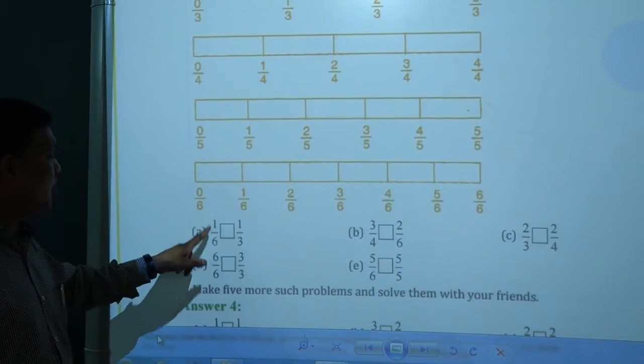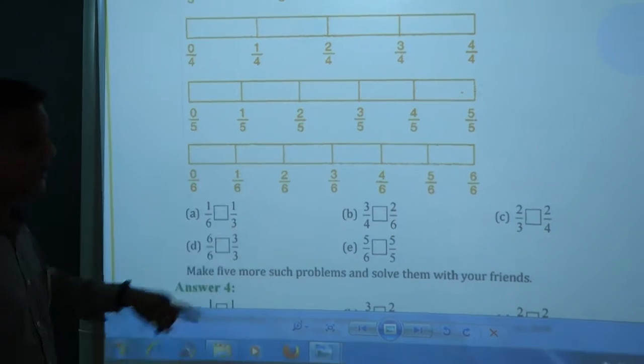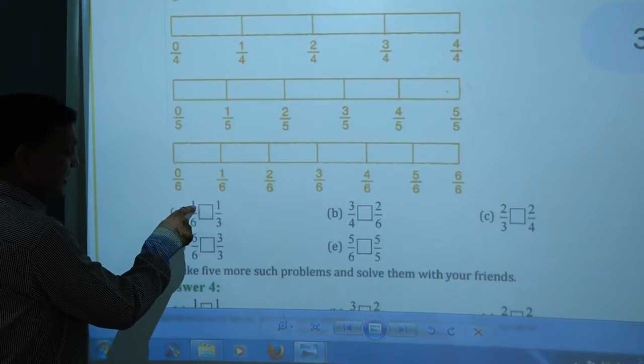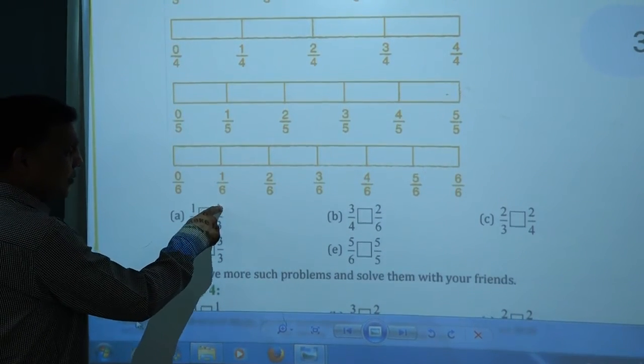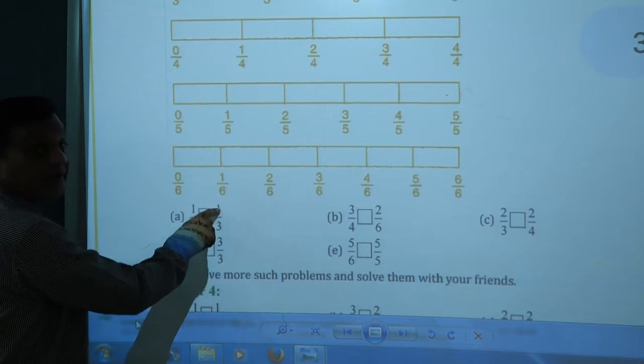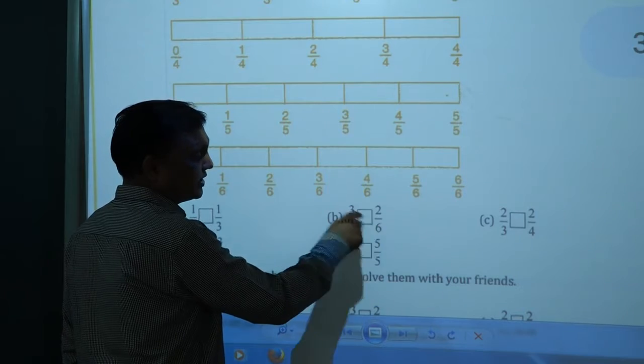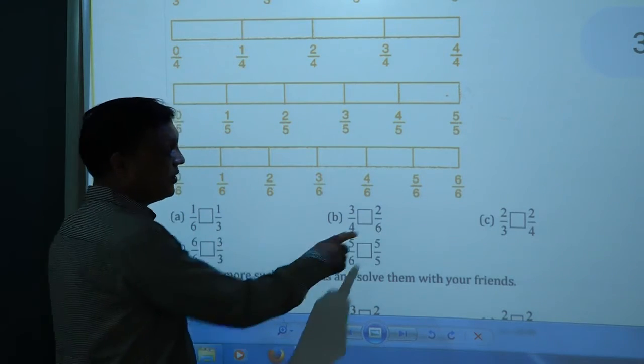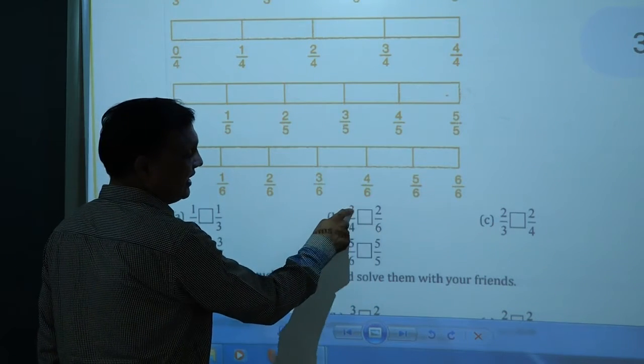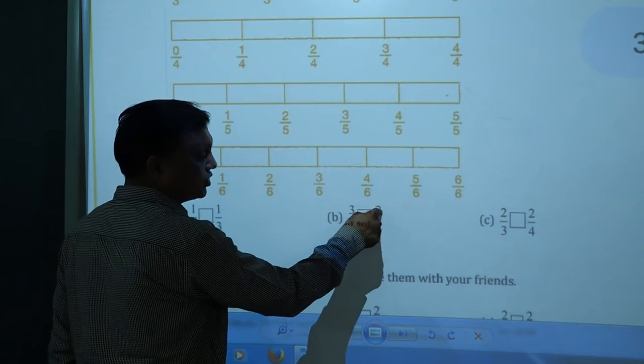Now here you have to show 1 upon 6 and 1 upon 3. Which one is the greater? Cross multiply. 1 times 3 is 3, 1 times 6 is 6. So 1 upon 3 is the greater, and the sign will become like this. Now here 3 upon 4 and 2 upon 6, cross multiply because the denominators are not the same. 6 times 3 is 18 and 4 times 2 is 8.